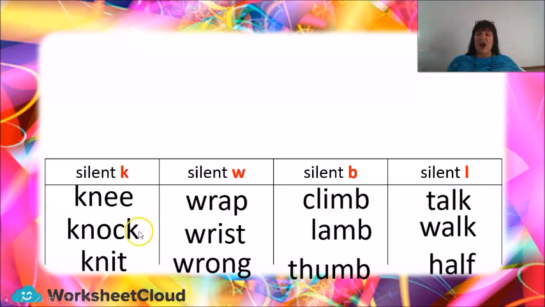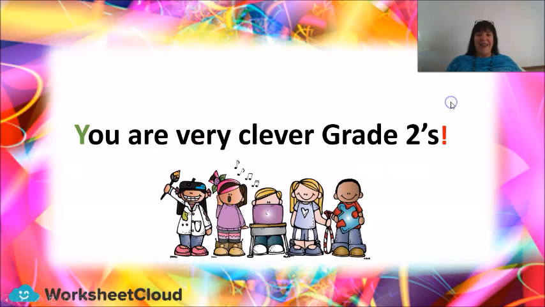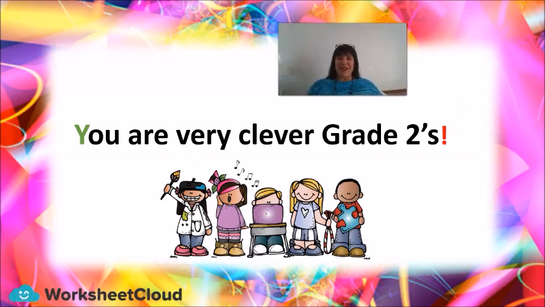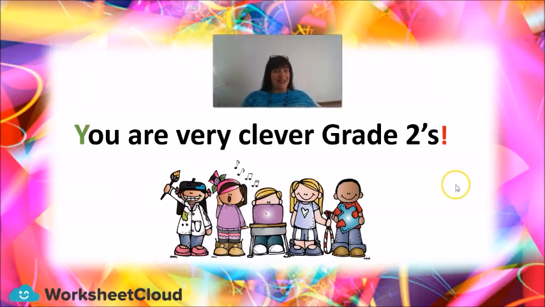Knee, knock, and knit. The silent W words. Wrap, wrist, wrong. The silent B words. Climb, lamb, thumb. And the silent L words. Talk, walk, half. I am so impressed. You are very clever, grade 2s.